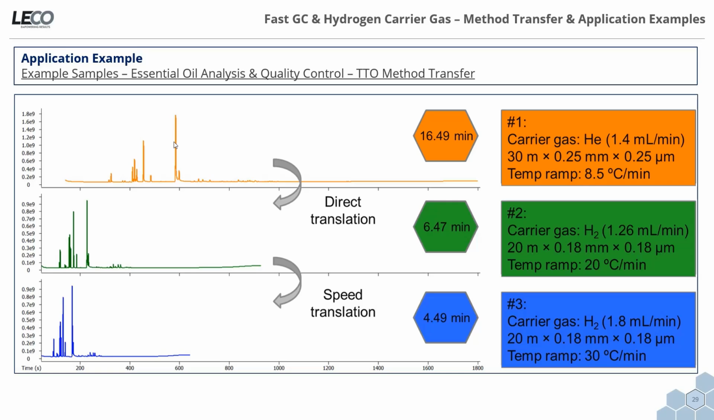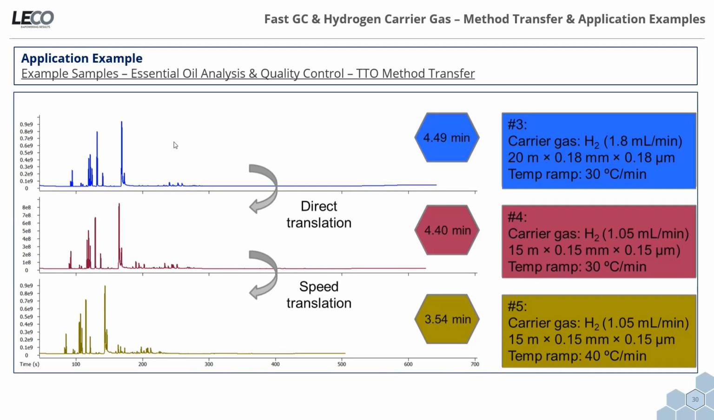We took the initial conditions using helium in a 30 meter by 0.25 millimeter column, and then we switched to hydrogen with a 20 meter by 0.8 millimeter column. We did that for a direct resolution transfer, and then we increased the speed. And you can see we went from 16.5 minutes to 6.5, and then we went even faster to 4.5 minutes.